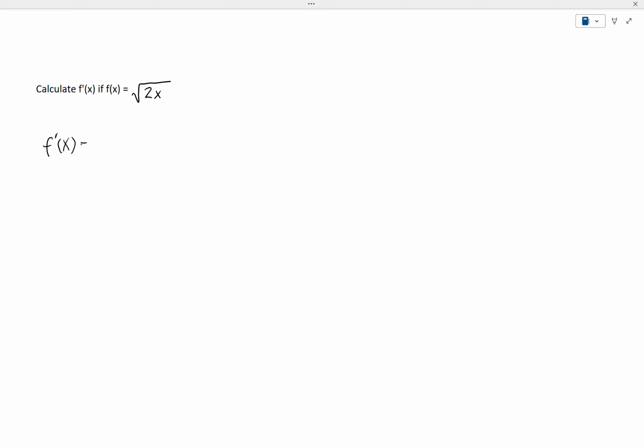f prime of x is equal to the limit as h goes to 0 of f of x plus h minus f of x all over h. So we're going to be using this equation right here. Okay, so let's just start filling it in with stuff we're given.